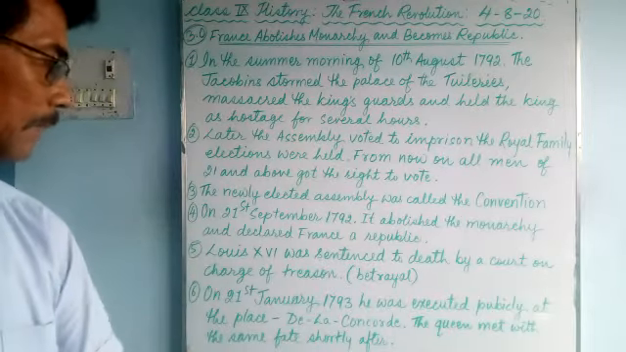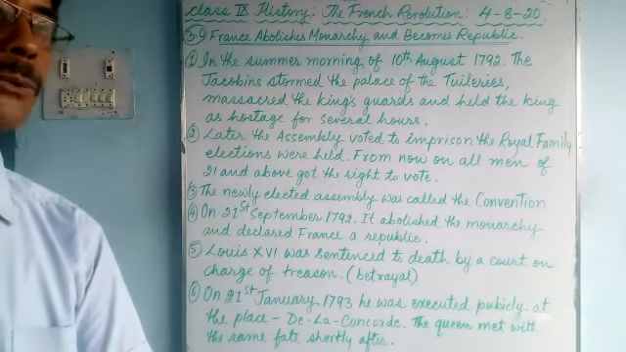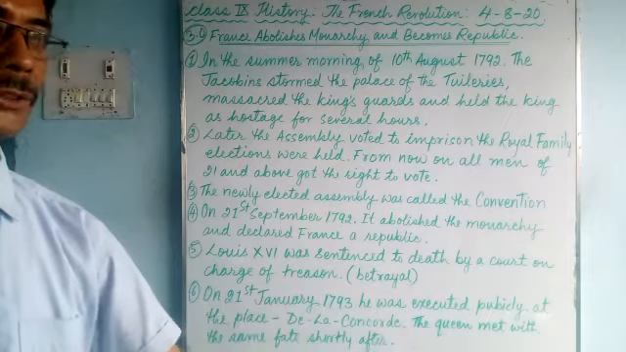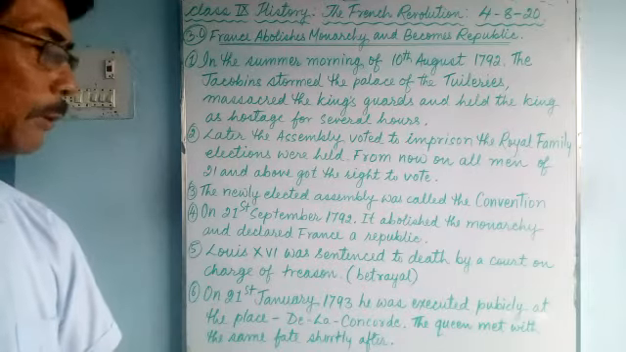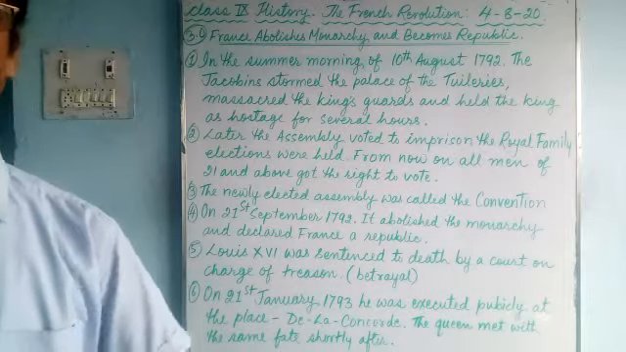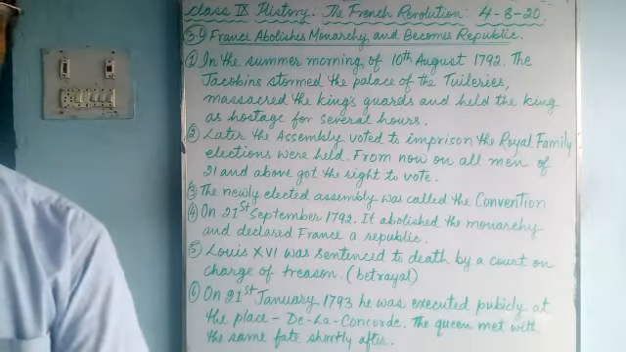Why is it called the Reign of Terror? Reign means rule, terror means fear. People were very much afraid. So why? Now let's see the events that unfold later on.